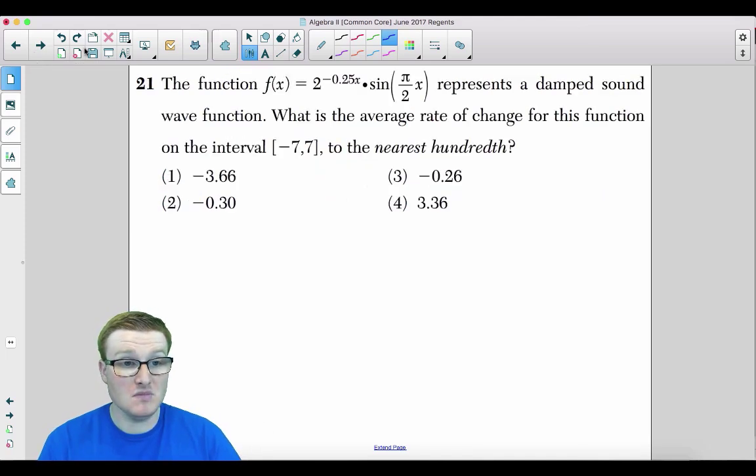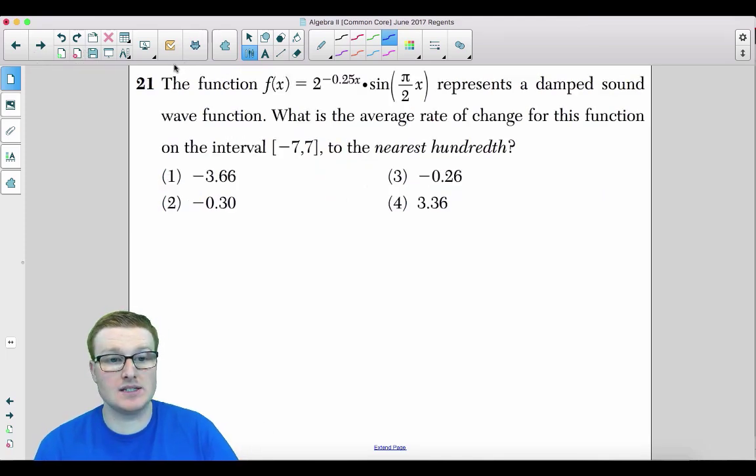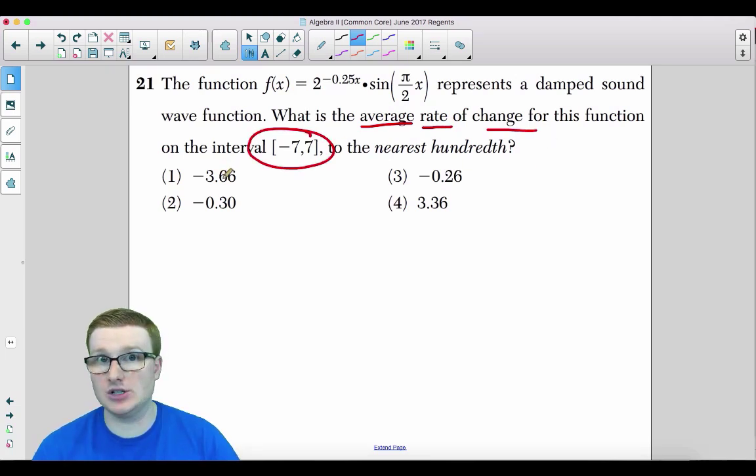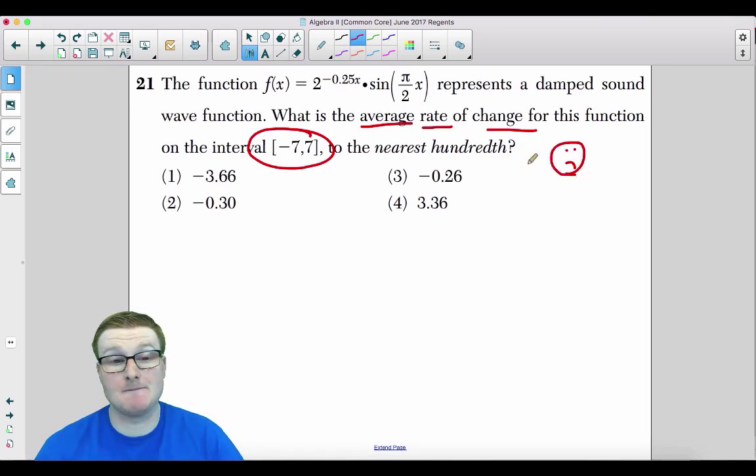Done. Moving on. 21. The function f of x equals 2 raised to the negative 0.25x times sine of pi over 2x represents a damped sound wave function. What is the average rate of change for this function on the interval from negative 7 to 7 to the nearest hundredth? Okay. This made me sad. Very sad.